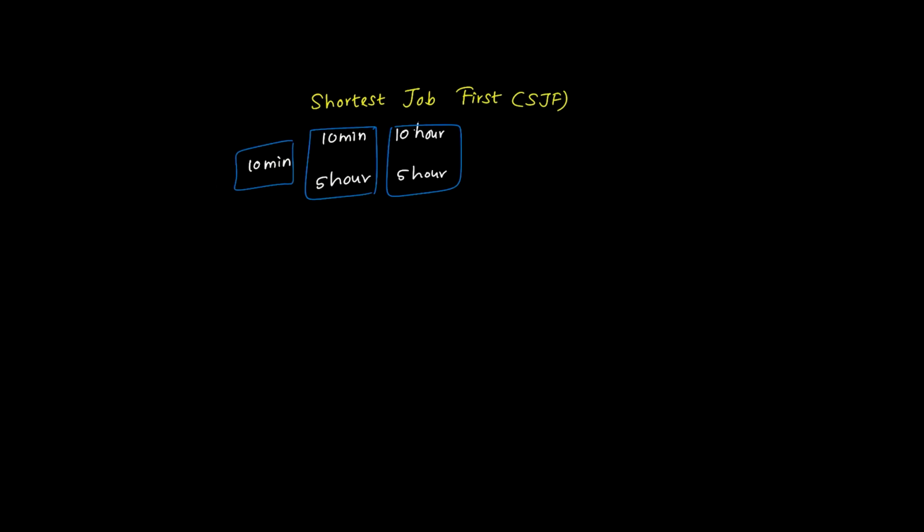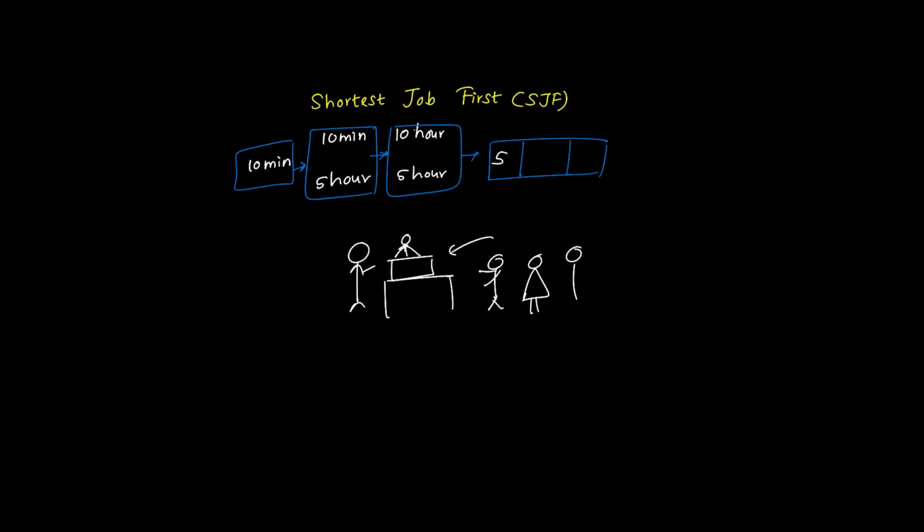SJF completes more jobs per unit time by handling quick jobs first. Think of a grocery checkout where someone with 50 items lets people with 2 items go first. More customers get served faster overall. In scientific computing, if you have jobs taking 1 hour, 5 hours and 10 minutes, running the 10-minute job first means one job completes quickly, while barely delaying the others.